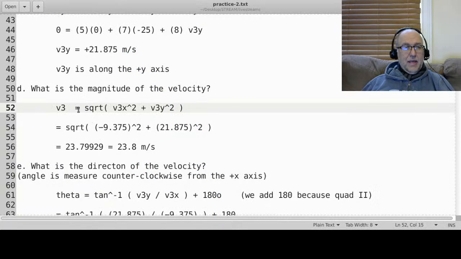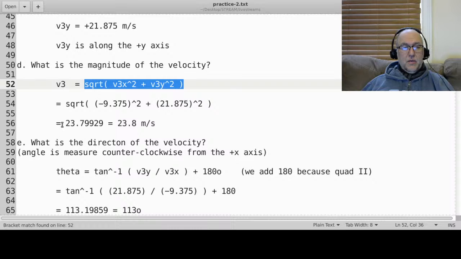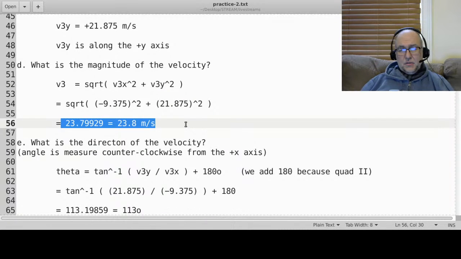But you can combine them to get how fast it's traveling along the blue line, which is its true velocity. And that's done using the Pythagorean theorem. So v3 is equal to the square root of v3x squared plus v3y squared. Basically square each of the components, add them together, take the square root, and you get the magnitude. Hopefully I'm not going too fast, but I don't want to waste your time with math that you should be able to do on your calculators. So that turns out to be 23.8 meters per second. That's how fast that third piece is moving.